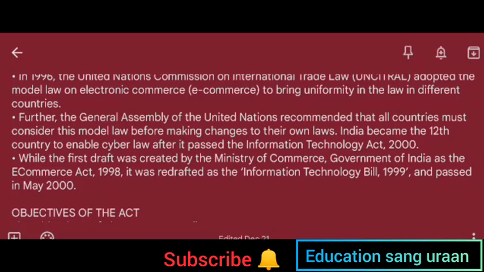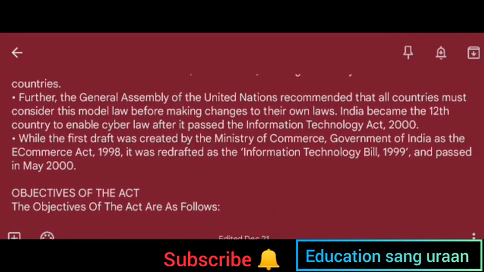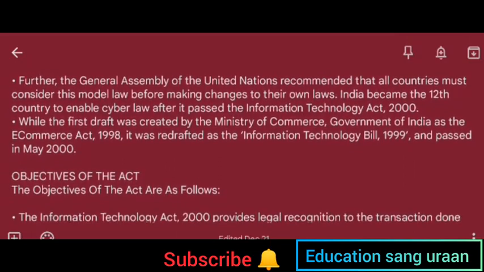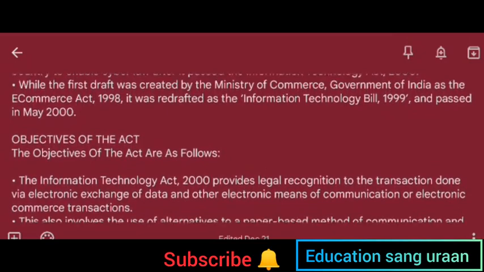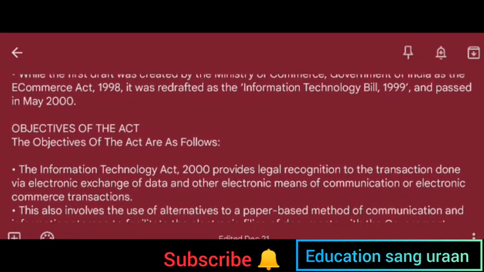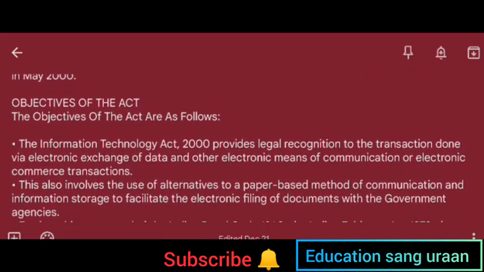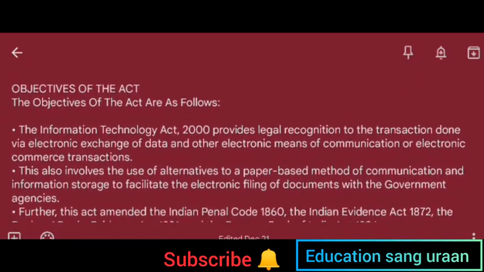While the first draft was created by the Ministry of Commerce, Government of India as the E-Commerce Act 1998, it was redrafted as the Information Technology Bill 1999 and passed in May 2000. Objectives of the IT Act 2000 are as follows.